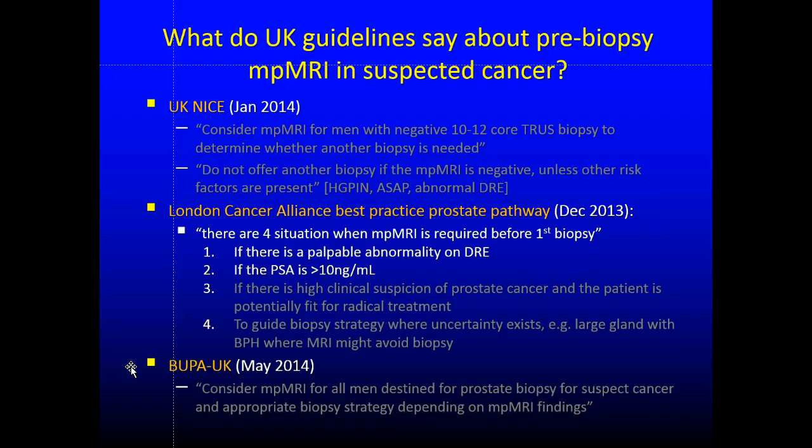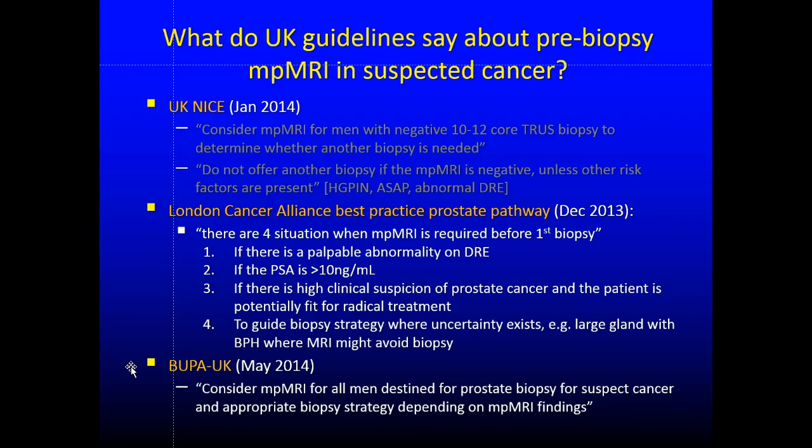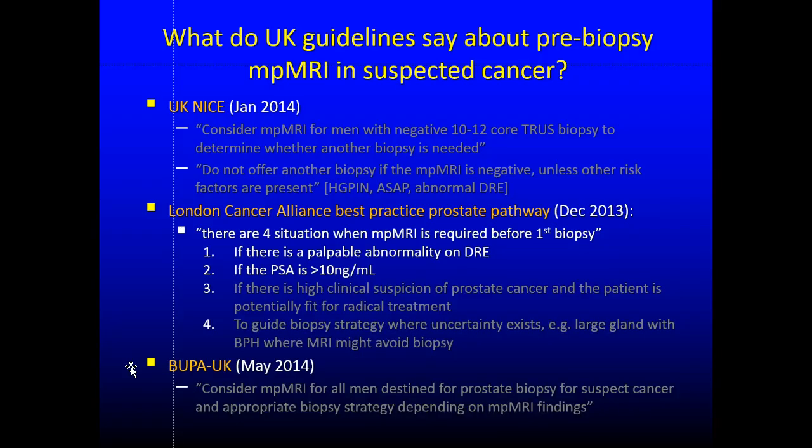Now, before we talk about data enrichment, I just wanted to take you a bit further about what a previous guideline said. The current guideline from an insurer in the UK, Bupa, is quite different to the other 2 guidelines that I mentioned. They said, consider a multiparametric MRI for all men destined for a prostate biopsy, and the appropriate biopsy strategy depending on the MRI findings. So a slightly nuanced way of looking at it, and again we will come back to this theme of having the appropriate biopsy strategy depending on the MRI finding.